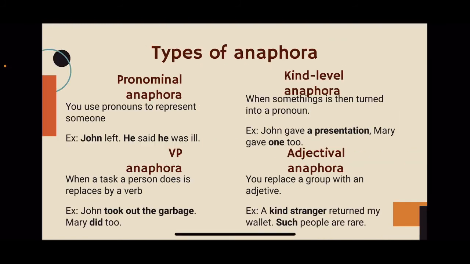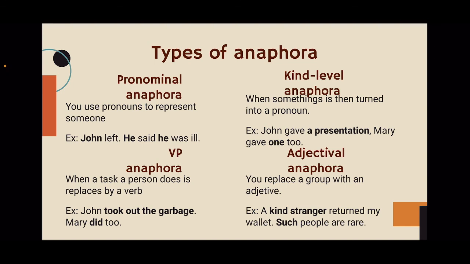Different types of anaphora. There is the pronominal anaphora, in which you use pronouns to represent someone. So here: John left. He said he was ill. John was replaced by he in the second part. Kind level anaphora is when something is then turned into a pronoun. John gave a presentation. Mary gave one too. Presentation is now being replaced by one.